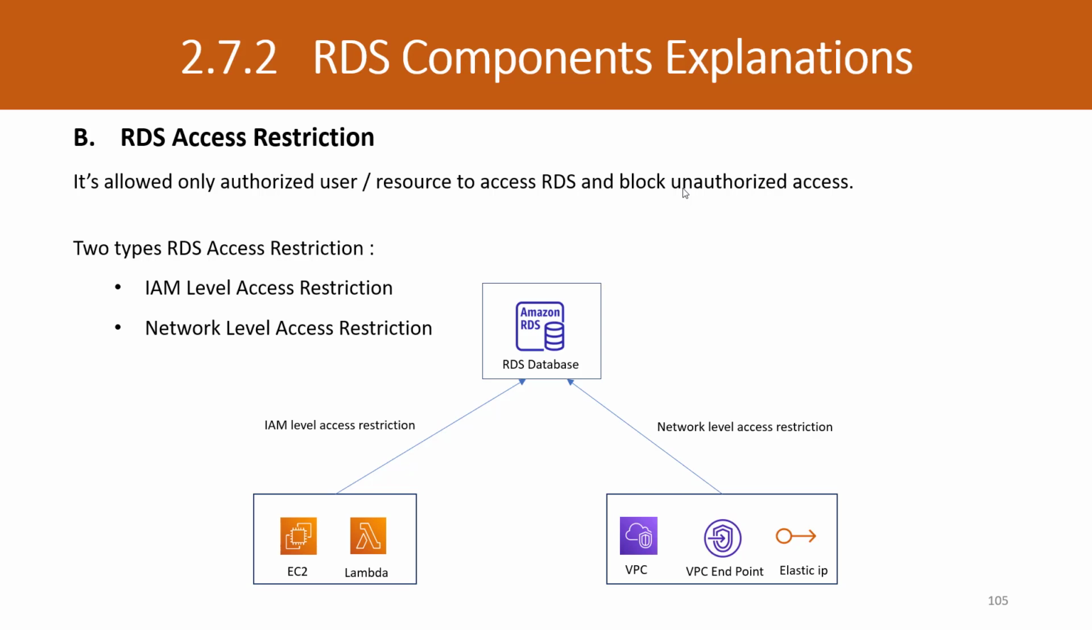So there are two types of restrictions. One is IAM level restrictions, and the second one is network level restrictions. Or we can say, what are the mechanisms which will authenticate to a particular database instance. So when we're talking about IAM level restrictions, that means we can define that only this set of EC2 instances or Lambda functions can request tokens and can access the database. So this is the first kind of restriction we put.